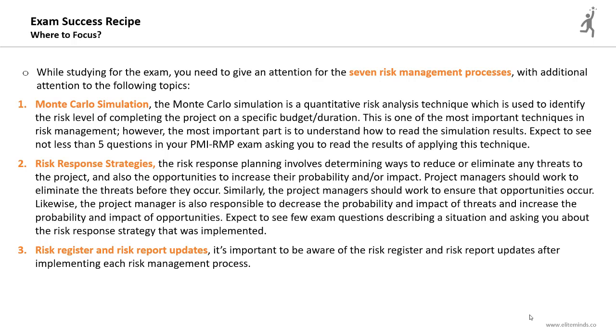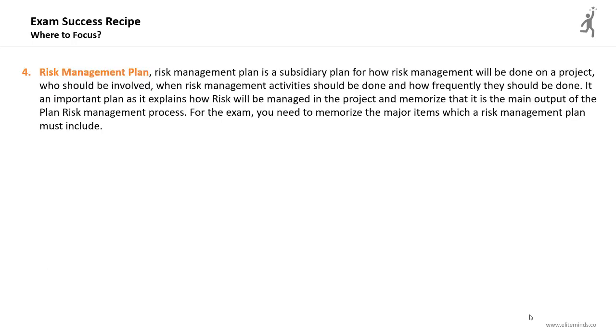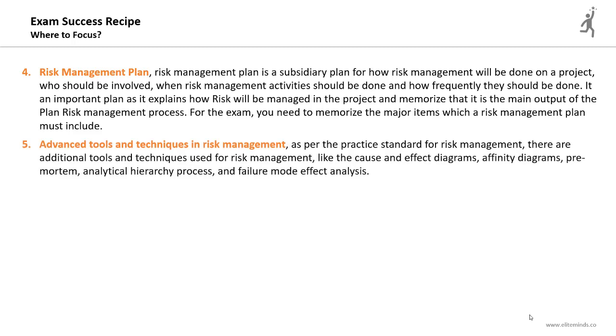You need to master the updates that happen to the risk register and risk report as a result of each risk management process. Risk management plan and the key components of this plan, which we covered in the outputs lecture of the plan risk management section, is a hot topic for the PMI-RMP exam. You need to memorize the major items which a risk management plan must include, like the roles and responsibilities, the risk budget and timing, the probability and impact definitions, the prompt list, the risk breakdown structure. All these are components of the risk management plan.